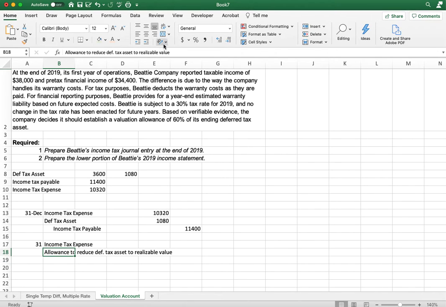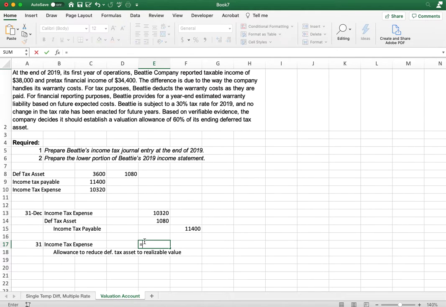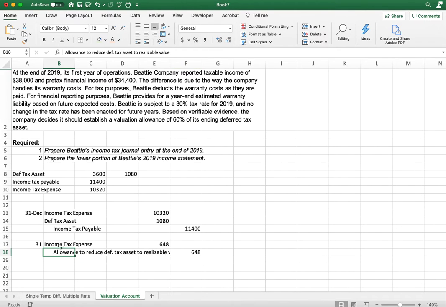That one's a mouthful. And so this is going to be equal to our $1,080 times this 60% valuation allowance, which is $648. I'm going to change this so that we can see it.